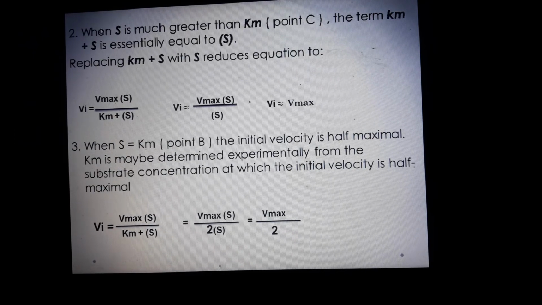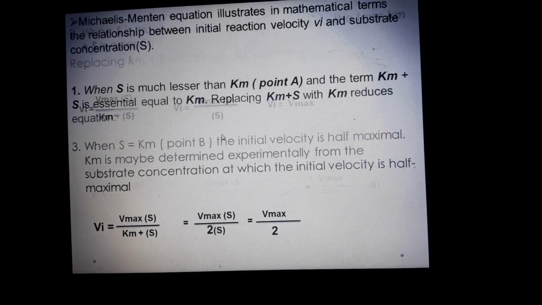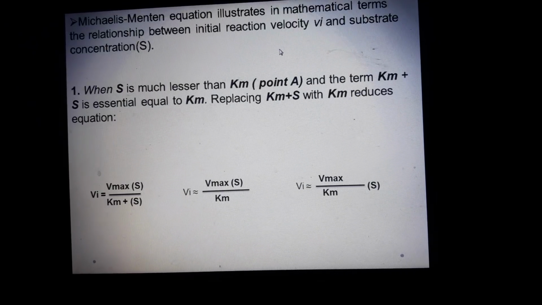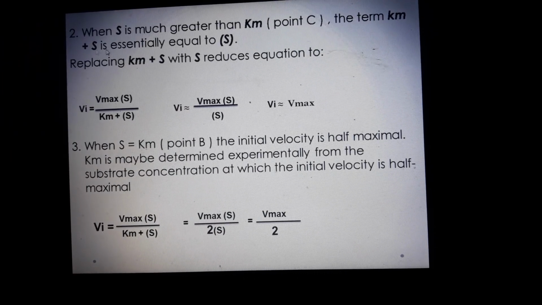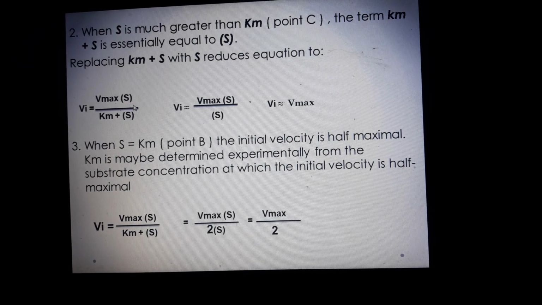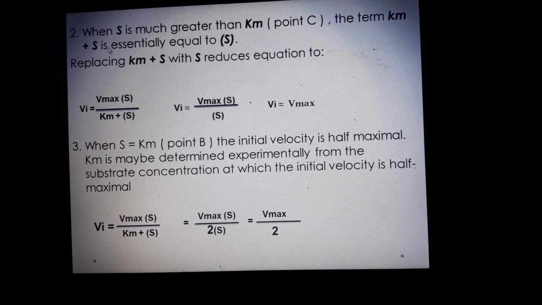Okay? When S is much greater than Km, point C, that is the maximum velocity. The term Km plus S is essentially equal to S. So, replacement of Km plus S with S reduces the equation. This is the standard formula. Meaning, Km plus S is equal to S, so the S can be cancelled.